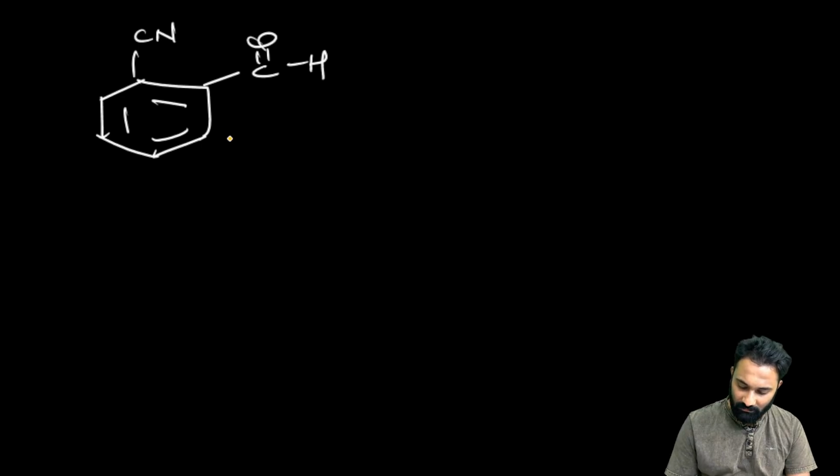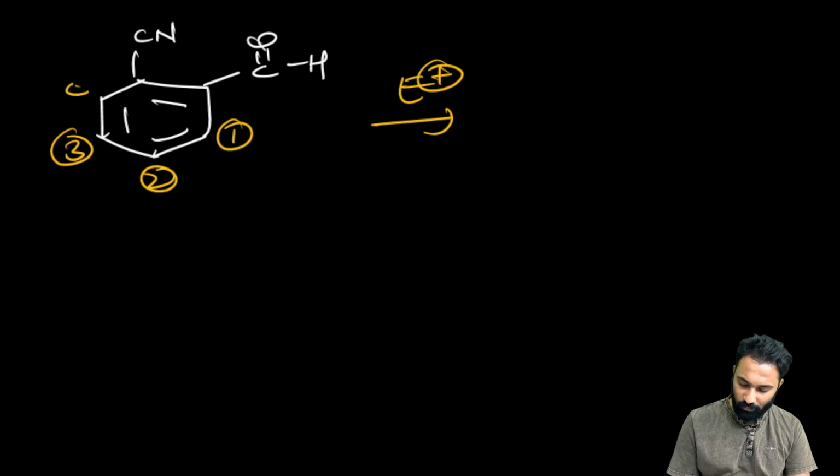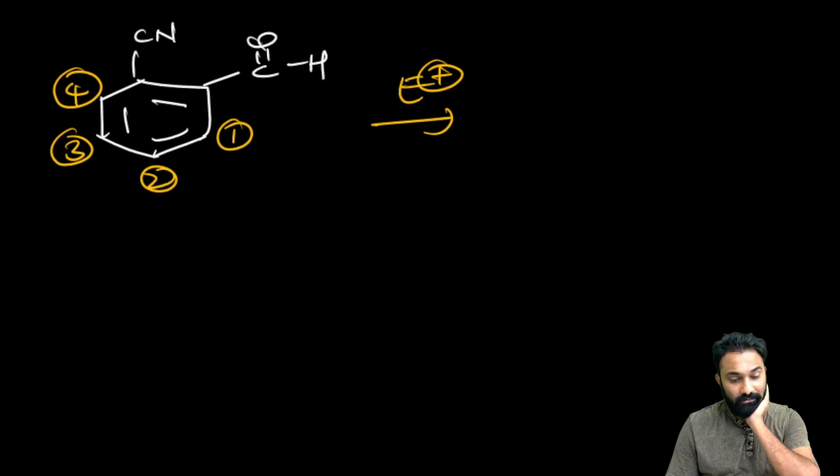Now here the electrophile attack will be at which carbon? 1 carbon, 2 carbon, 3 carbon, 4 carbon. Now you have to tell me. Electrophile will go and attack at which position?